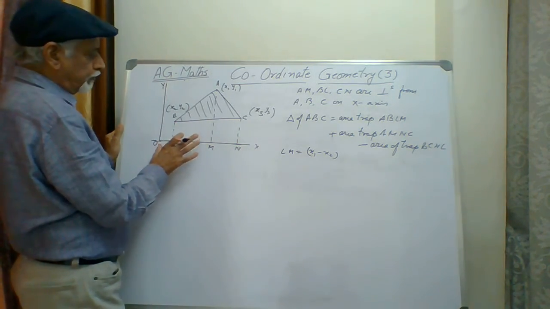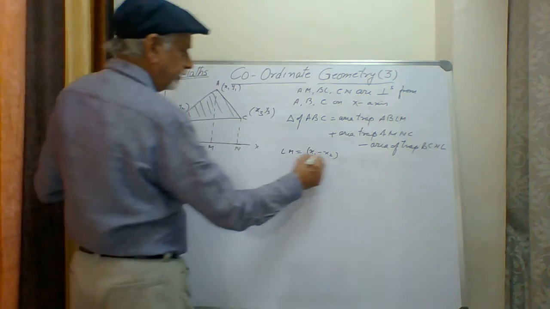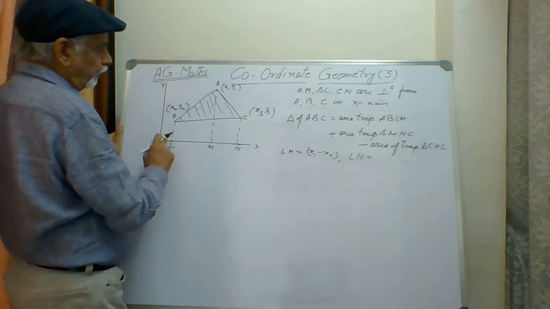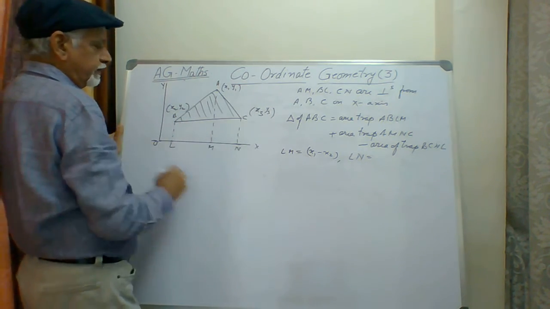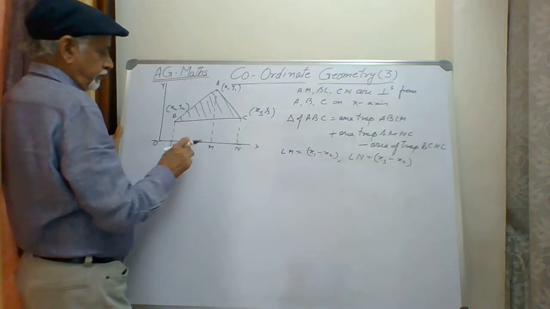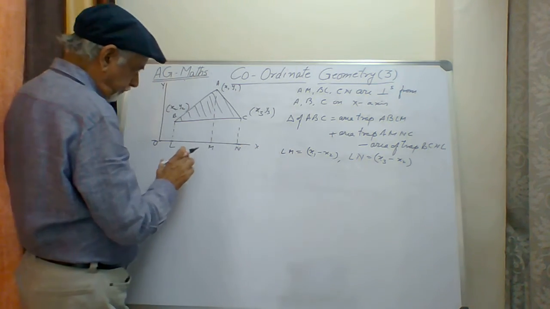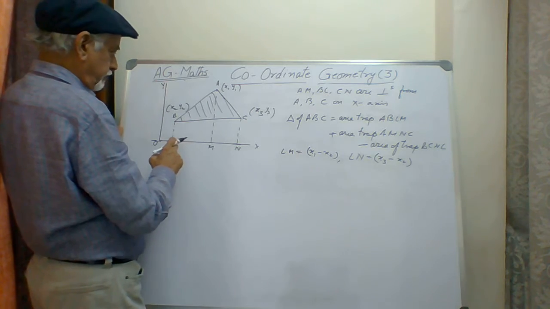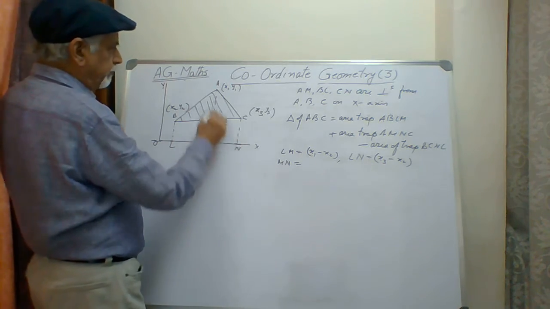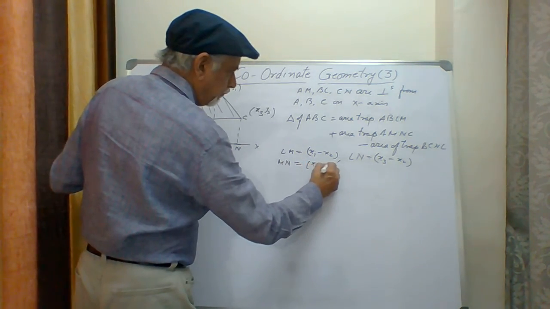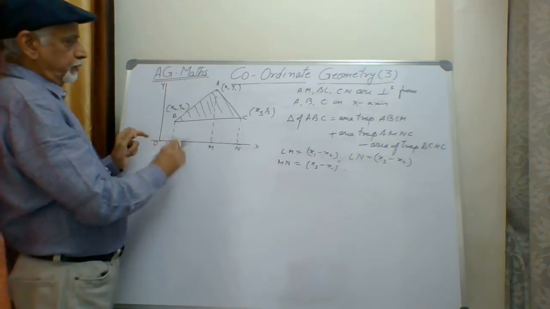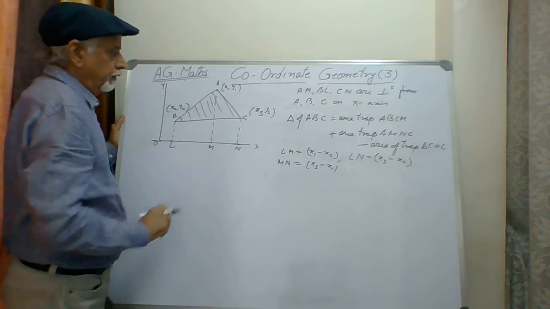Then what is the distance from L to N? LN is equal to ON minus OL. That is x3 minus x2. And another distance we want is MN. MN distance is equal to x3 minus x1. So these are the three x values we want to multiply with the sum of these y values.